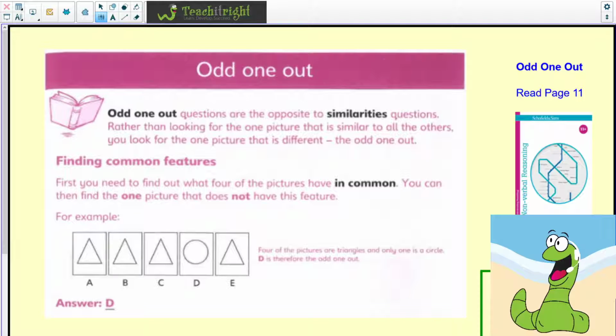So strangely, even though we're finding the one that is different, we are actually finding similarities, a bit like we did last week. And hopefully this will leave us then with one that we don't require. Let's look at this example. We've got A through to E. And 4 of the pictures, very clearly you can see, are triangles, and only one is a circle. D is therefore the odd one out. So by putting A, B, C and E together, we're then left with the one that we don't require.